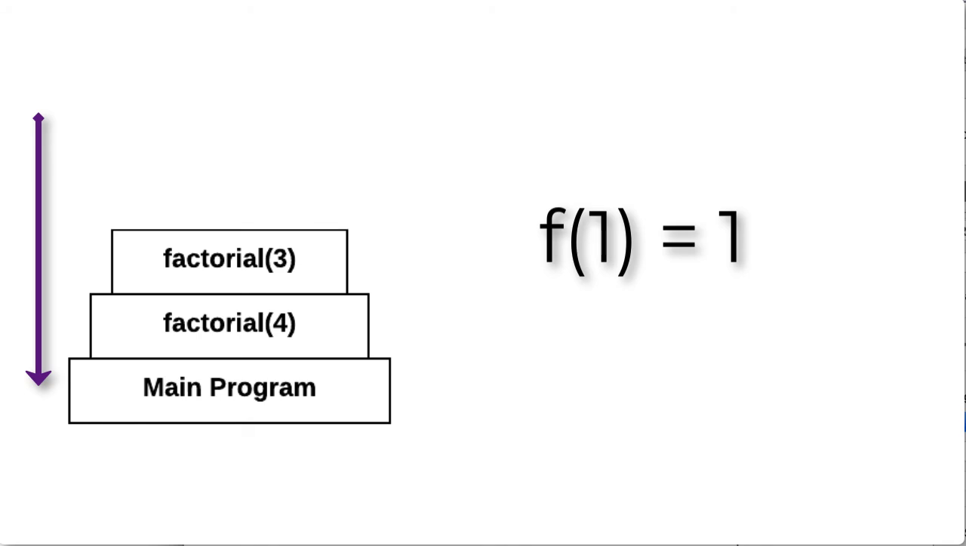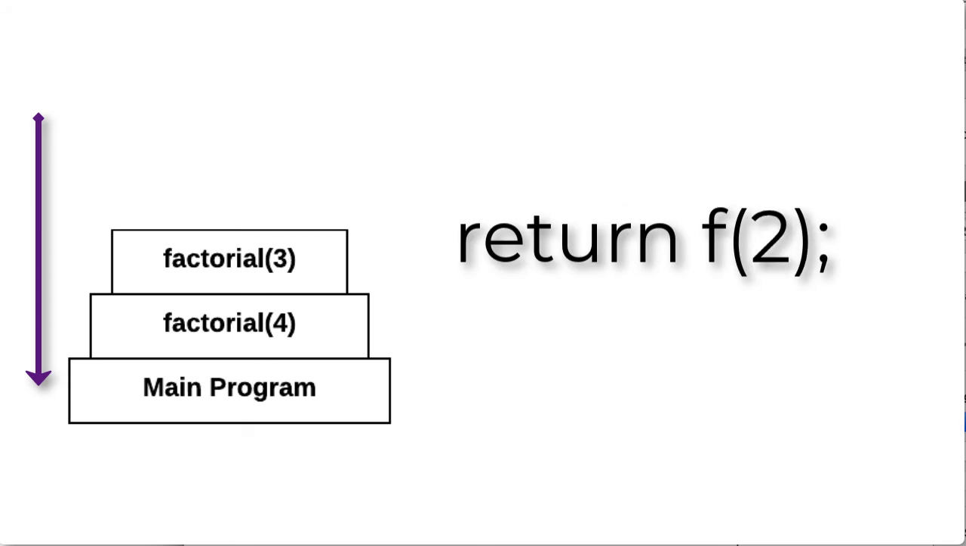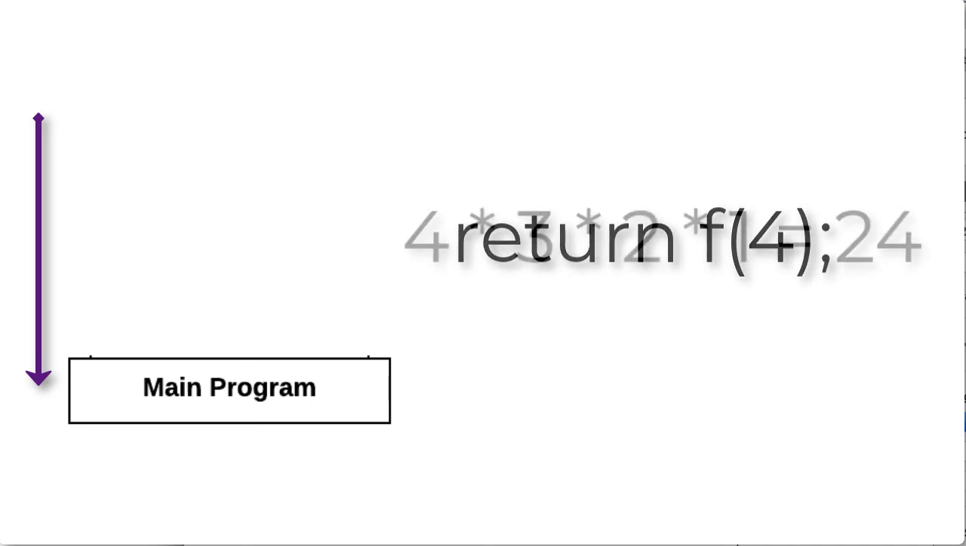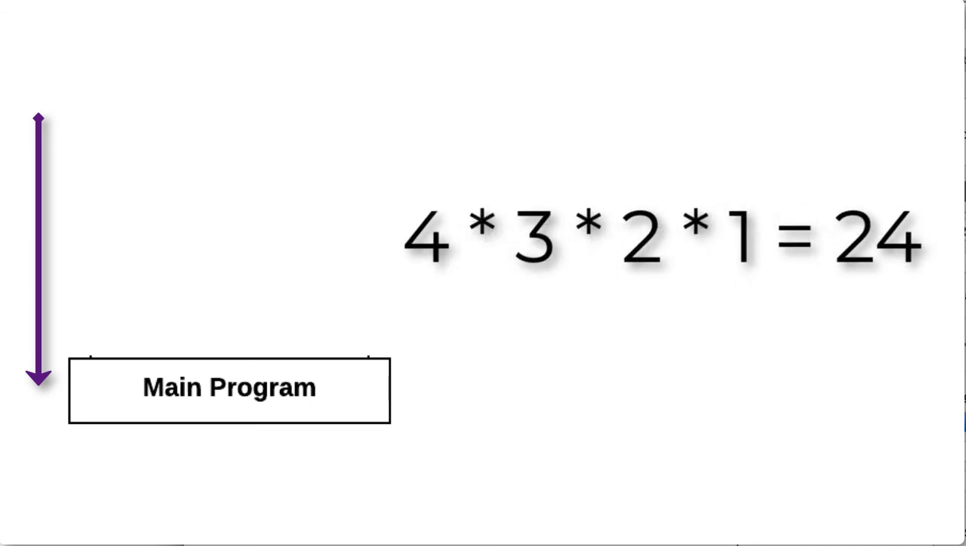Now when 1 is returned to factorial 2, it now returns its answer to factorial 3. Then factorial 3 can return its answer to factorial 4. Thus the final function is returned and we have our answer. However, each answer must wait for the latter answer to return one at a time. So let's add this to our code here.